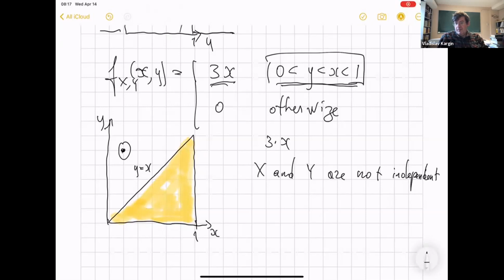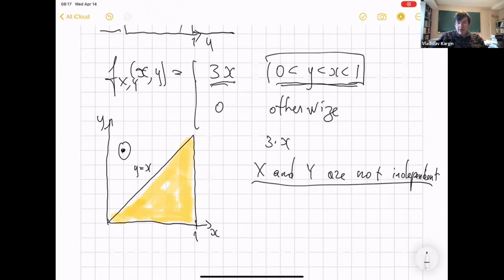dependent. Right? And if you think about why this happened, that these two random variables are not independent, you observe that this has happened because the range is a triangle. So if they are independent, if it is possible to write down this joint density as a product of two individual densities, then it must be that the range is rectangular. Right? So it's like a rectangle, maybe an infinite rectangle.